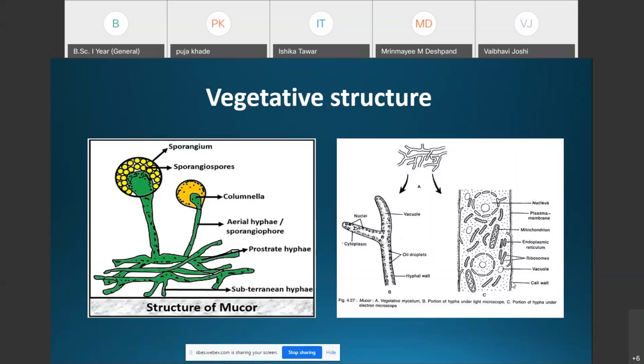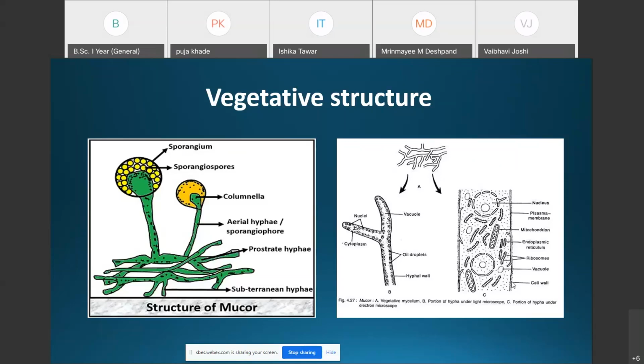Okay, principally the cell wall of the hyphae in the mucor is made up of chitin and chitosan, but along with this there is a deposition of polysaccharides, proteins, lipids, purines, pyrimidines, and a few minerals in the cell wall. Okay, that is about the vegetative structure of the mycelium in the mucor.